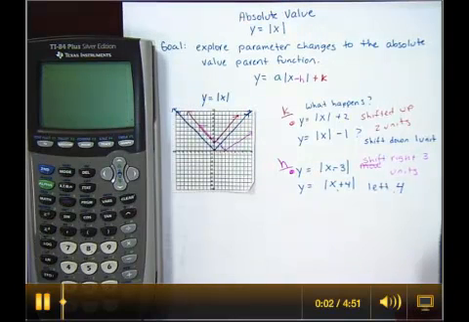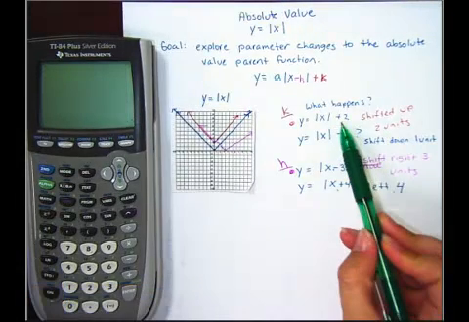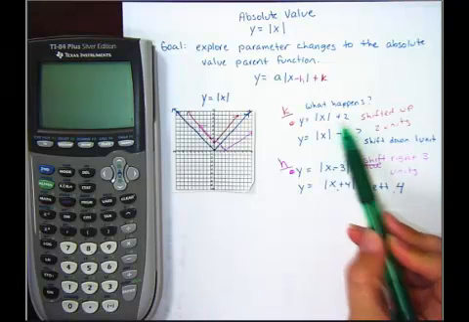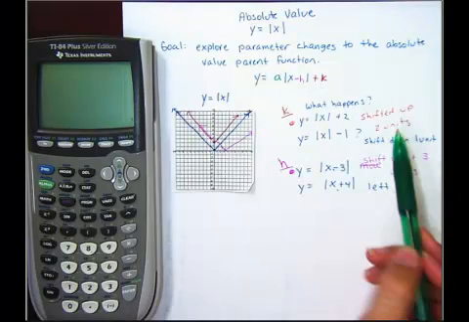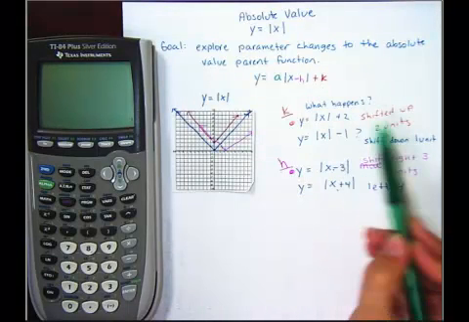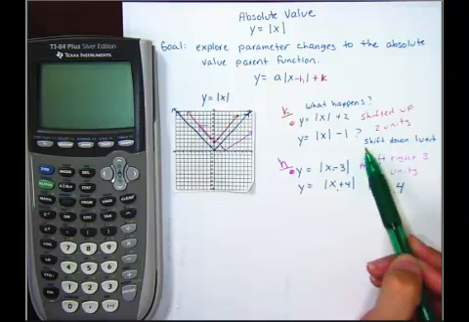So far we've noticed that when we add a number to the outside, so when we add a plus 2 or a minus 1, our number outside of our absolute value bar shifts our graph up and down. If it was positive, it went up. If it was minus, then it went down, just like what we would think.